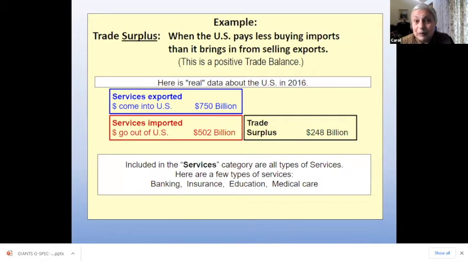There is kind of a bright spot. The United States apparently is really good at selling banking services or selling insurance or selling education or medical care to other countries. These are services. They're not like a car. They're a service where I get to see what's in my bank account. I know that I'm insured in case there's a fire at my house or a tornado. In services, the United States exported more than it imported. So that's called a trade surplus.